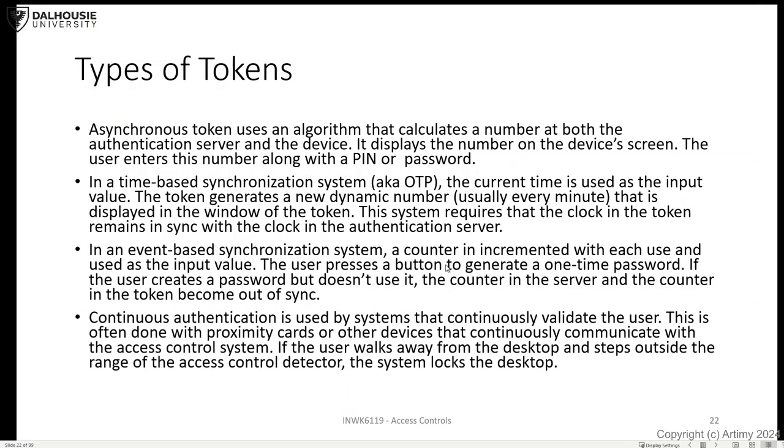In the event-based, there is a counter instead of time. You log in the first time, that's a new number. Second time, the number changes, and so on. And finally, the continuous authentication continuously validates the user. This means that the token has to be always close to the system that you need to access. If you move away, the system logs you out, right?